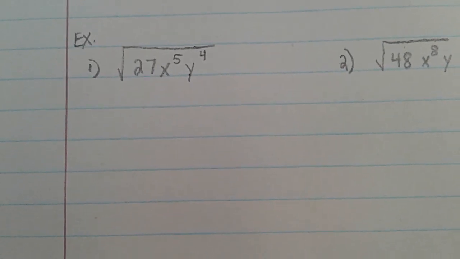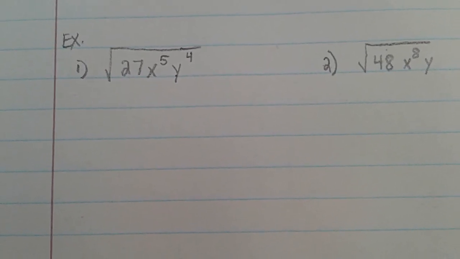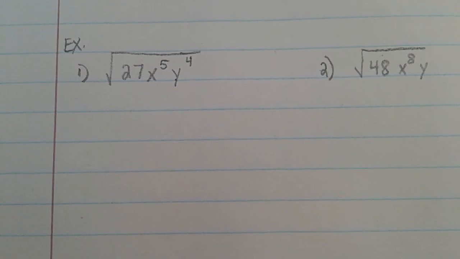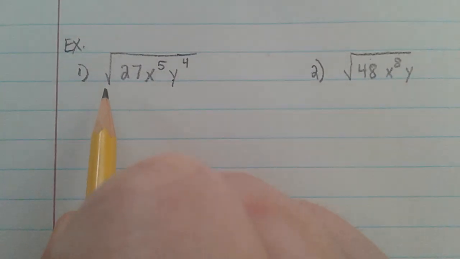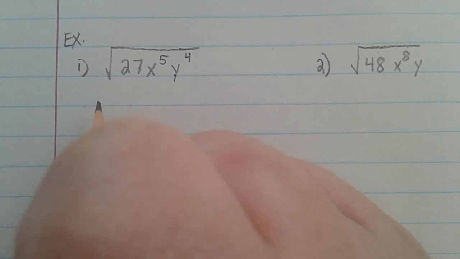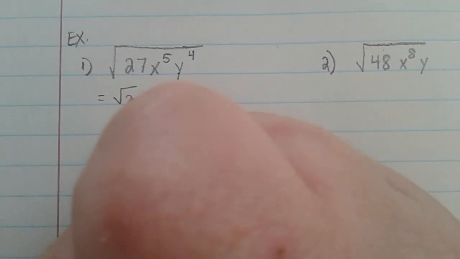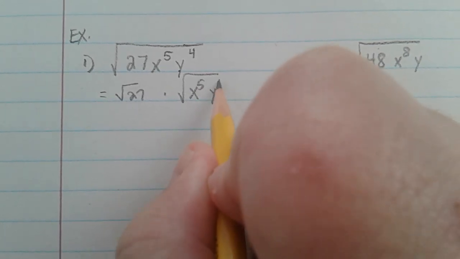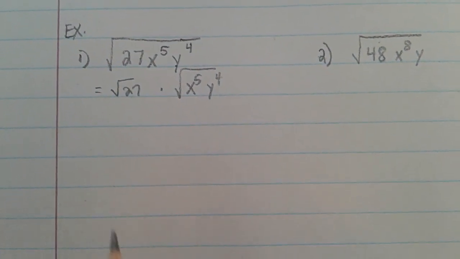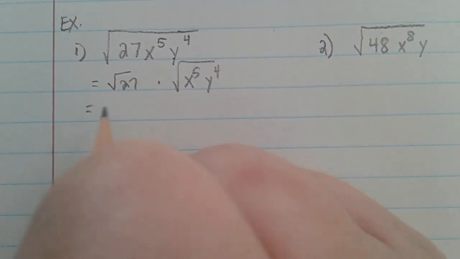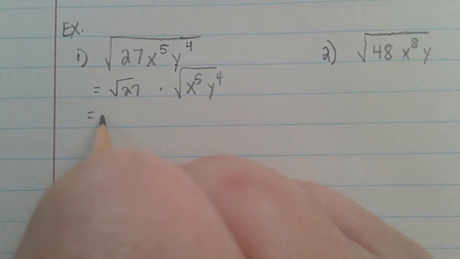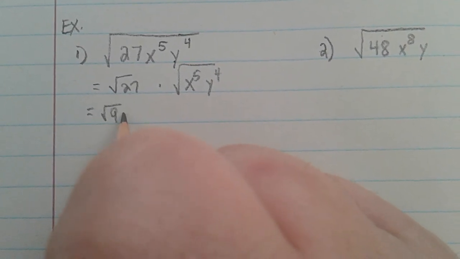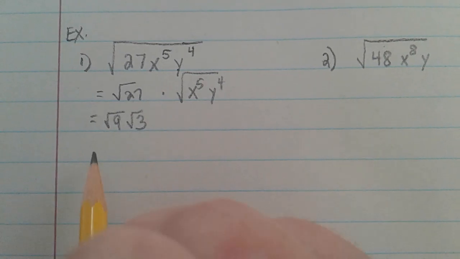Okay, here are two more example problems on simplifying a square root that has both integer and multivariable components. So this first example I made up, we're going to treat this as the square root of 27 times the square root of x to the fifth y to the fourth. Now, the square root of 27, we want to look, does 27 have a perfect square factor? Yes. 9 goes in 3 times.